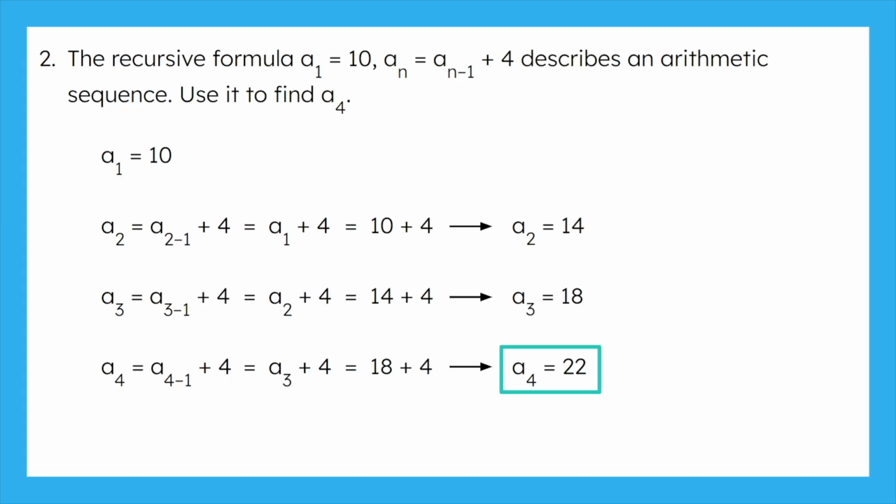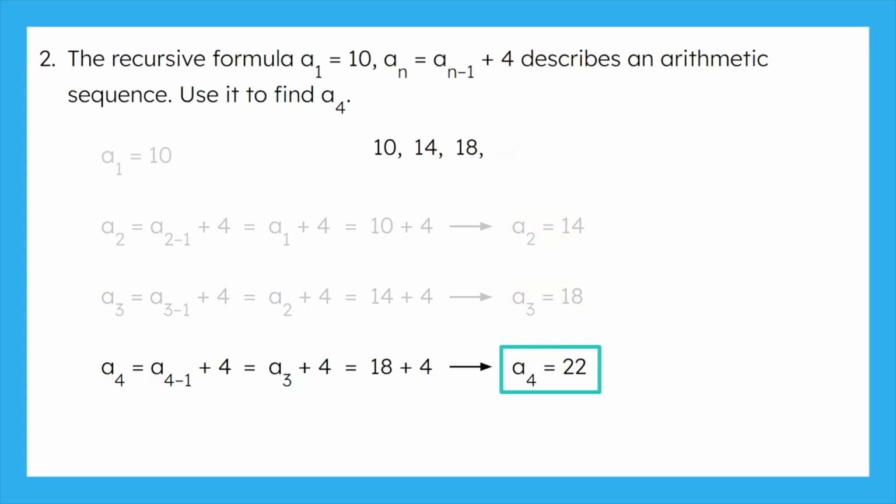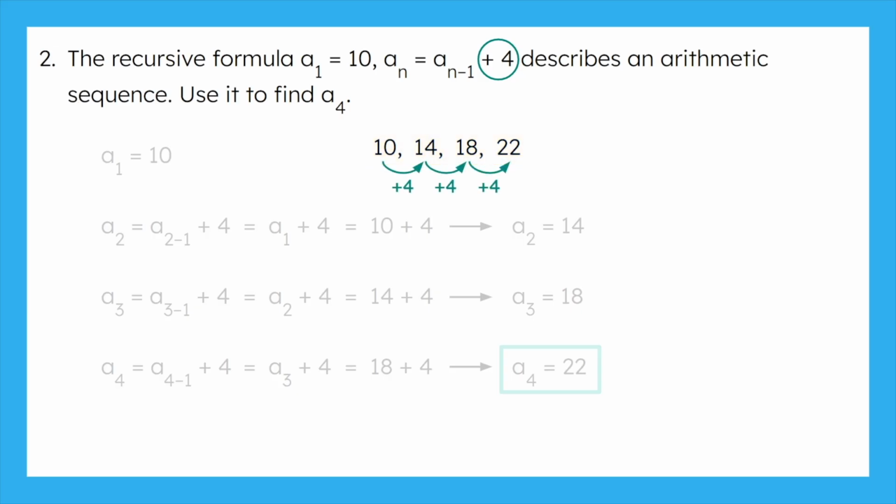We could do a quick check of our work by writing out the sequence in order. We know the first term is 10, and we found the second term is 14. The third term is 18, and the fourth term is 22. Based on the recursive formula we were given, what should the common difference of this sequence be? It's positive 4. Does the sequence of terms we found have a common difference of 4? Yes, it does. And the fourth term in that sequence is 22, and that's a great sign that our work is correct.